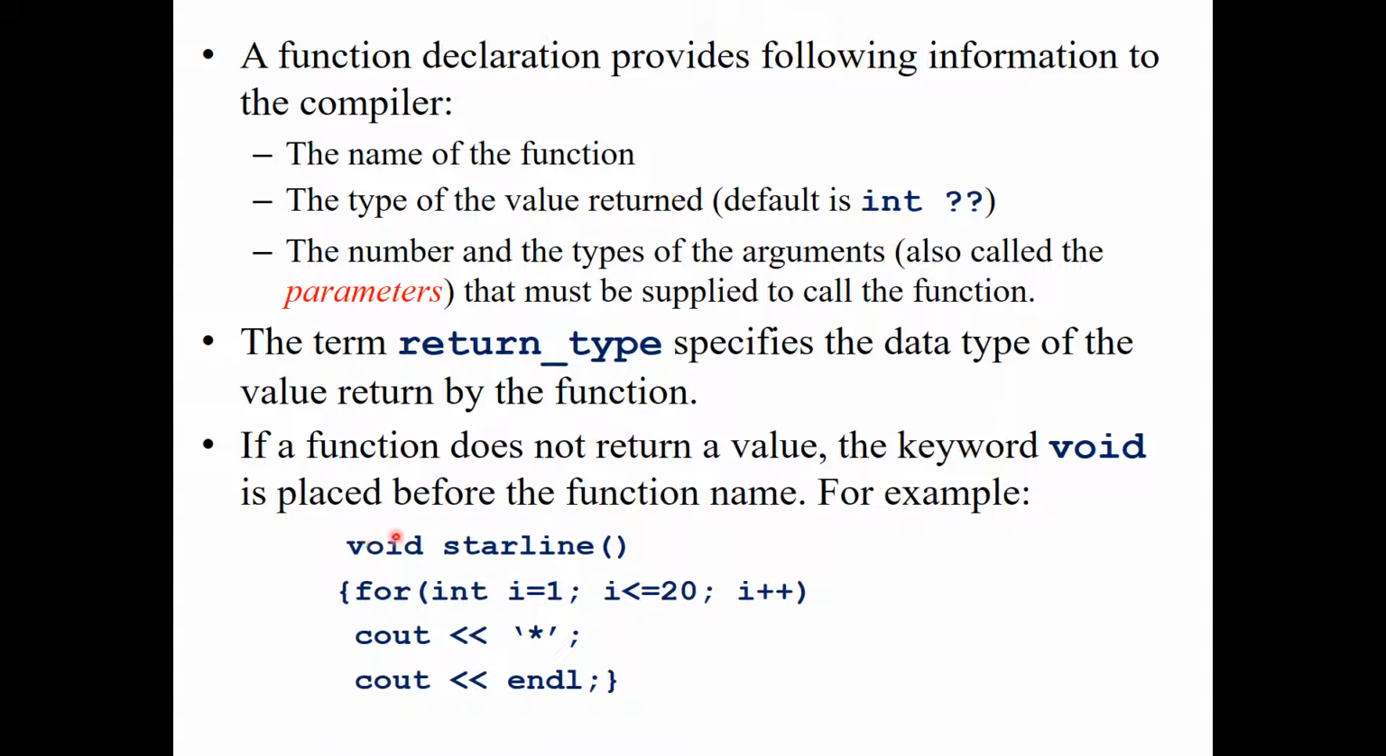So void starline. What is the starline function? I have a loop from i equals 1 to 20. You just output a star, so there will be 20 stars written there, and then there will be end of line. Since it does not return anything, it has already done its job, therefore the return type was void. So that is how you can start making small functions.